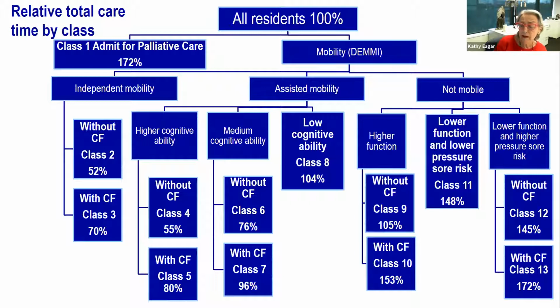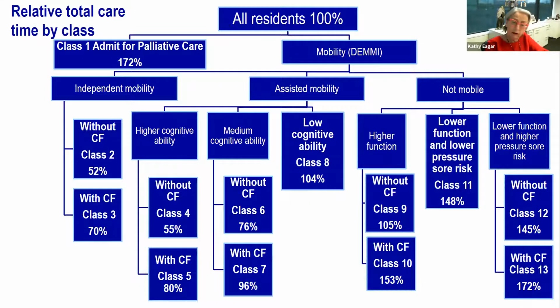And if you look over at class 12 and 13, these are people who are not mobile. They've got low function and they're at high risk of a pressure injury. The group without compounding factors don't have any other major things going on, but they're 45% more expensive per day to care for. But class 13, they're not mobile, they're at high risk of a pressure injury, and they've got some other issues. They're getting, on average, 72% more.